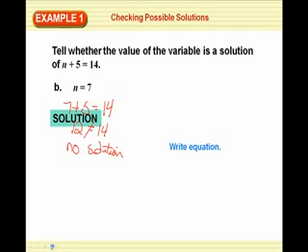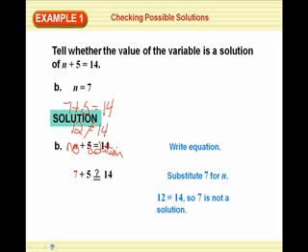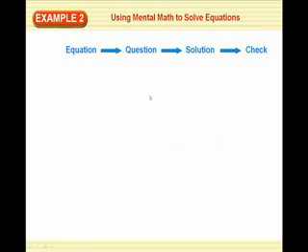So let's see what happens. They wrote the equation, which is what we did. They substituted 7 in, which is what we did. They got 12 does not equal 14, so therefore 7 is not the solution.